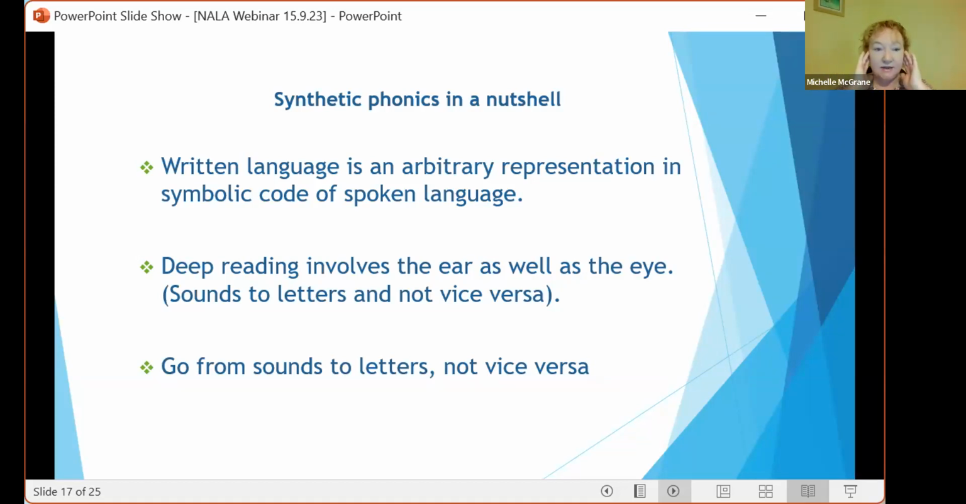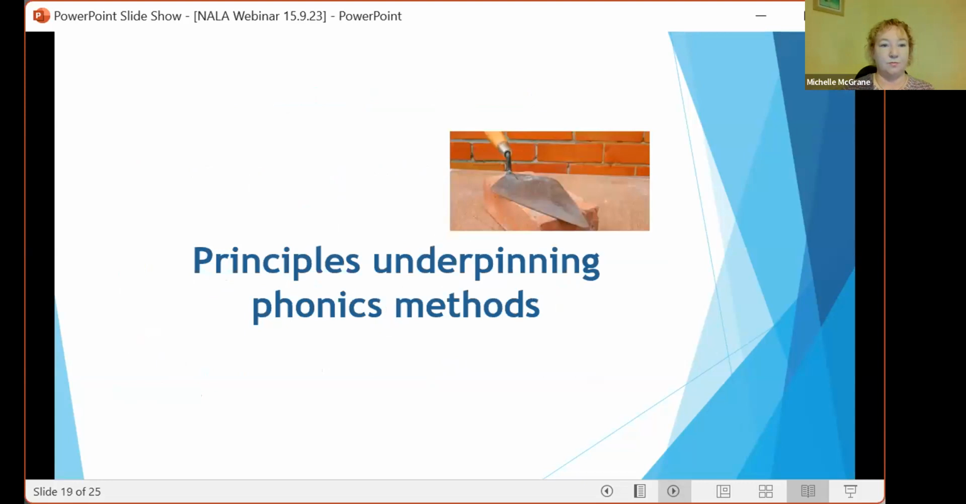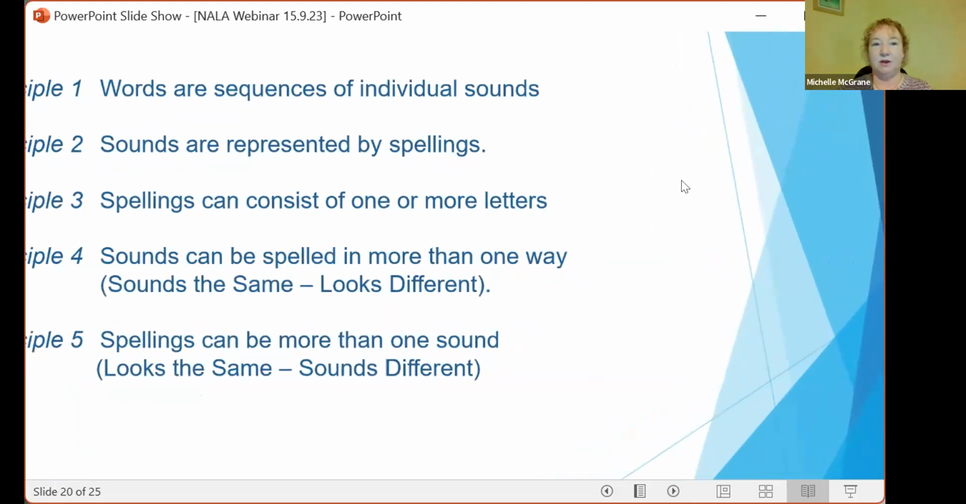And we teach that first. So learners in my classroom are listening to blending of sounds before they even see the sounds in a visual representation. I'm just going to say that again because that's how important it is. We go from the sounds to the letters, not the other way around. Okay. We can essentially say that there are five principles underpinning this method of learning.